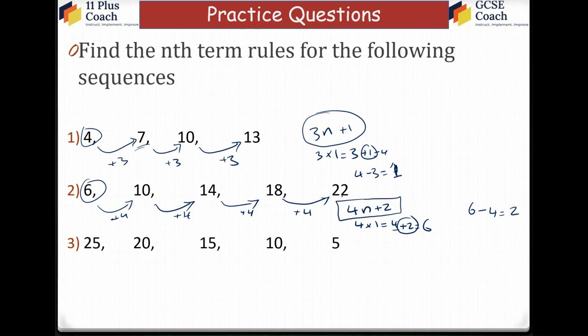Always double check. Let's say if I want the fifth term, 4 5s are 20, plus 2 is 22, so the fifth term is 22, so it's the correct answer. Hopefully you got that right.